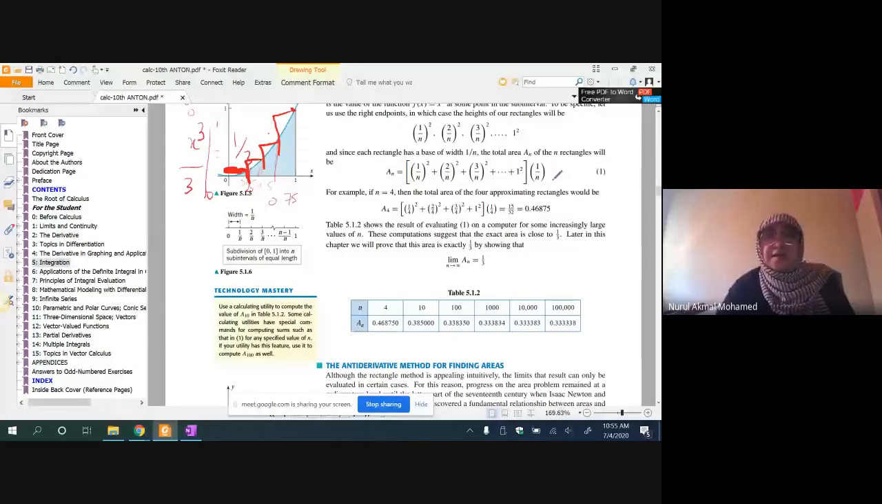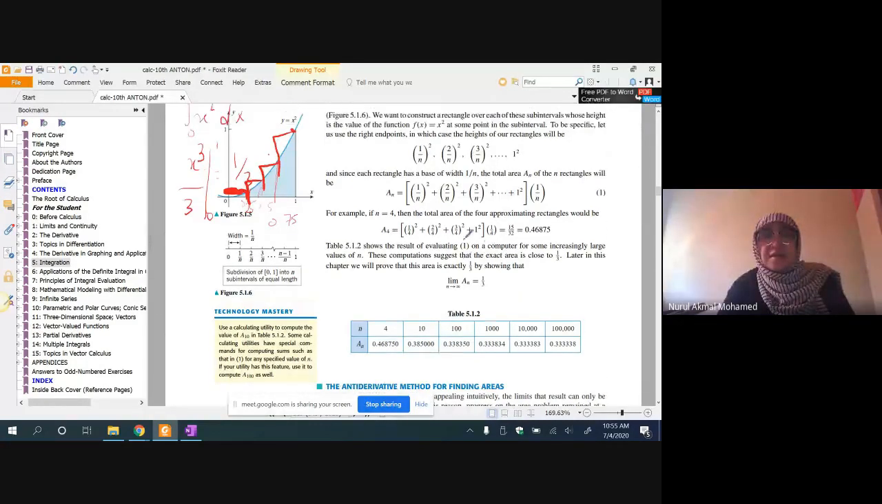So A_n here is the area under the curve. So here it is written that if you have n equal to 4, like what we have before, the area will be equal to (1/4) squared plus (2/4) squared plus (3/4) squared plus 1 squared. So if you look at this formula here, what will the formula be?